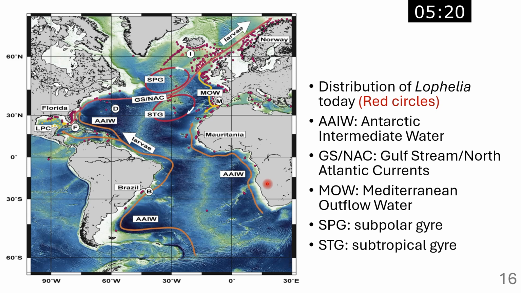Okay, so this is a map of the Atlantic Ocean. The orange one that goes from south to north is the Antarctic Intermediate Water. This one that goes out from Florida is the Gulf Stream, and the one to Europe is the North Atlantic Current. The yellow one here is the MOW, Mediterranean Outflow Water. The upper circle is the subpolar gyre, and the bottom one is the subtropical gyre. And the red dots you see here are the distribution of Lophelia today.